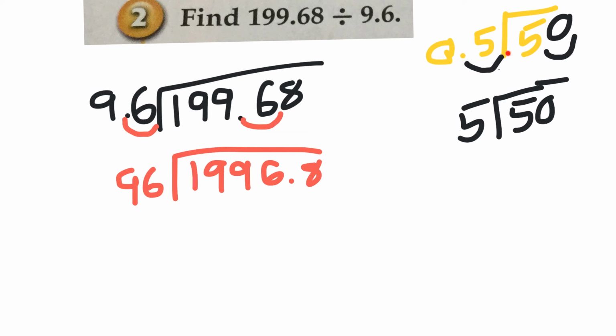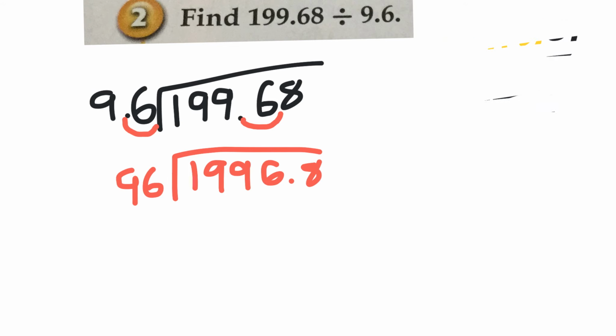You're going to see stuff like this, where you have to move the decimal over. So they don't really give us one exactly like this in our book, but this is as close as we can get. That's what we're doing now. So, let's get back on track. I've moved the decimal over one place in both places. So, instead of 9.6, it's 96. And instead of 199.68, it's 1996.8.